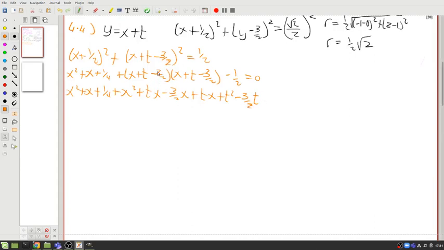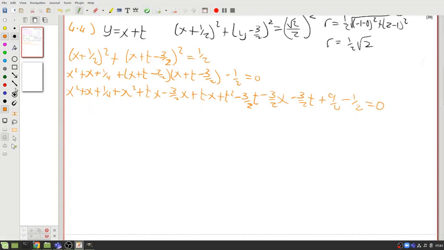Negative 3 over 2 times x is negative 3 over 2x. Negative 3 over 2 times t, negative 3 over 2t. Negative 3 over 2 times negative 3 over 2 is positive 9 over 4. And then minus our half, not a quarter, a half, equals 0. Alright, so that's a bit of a page full.